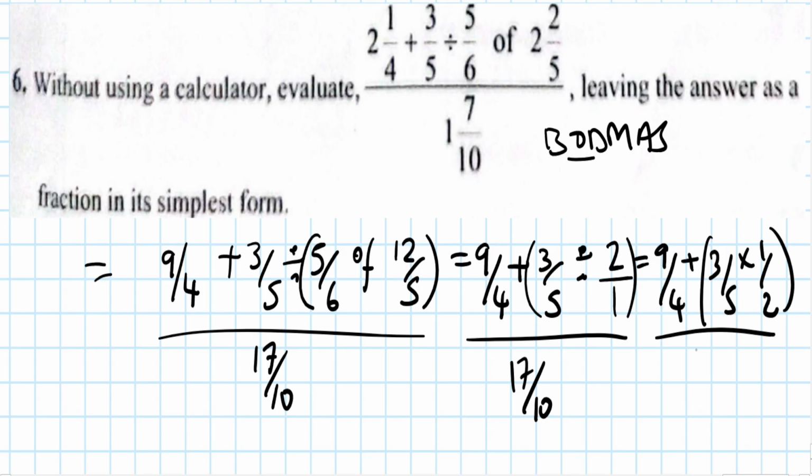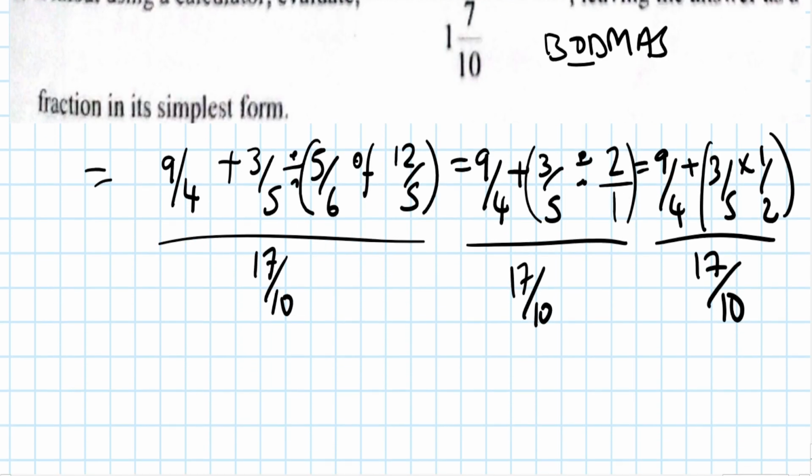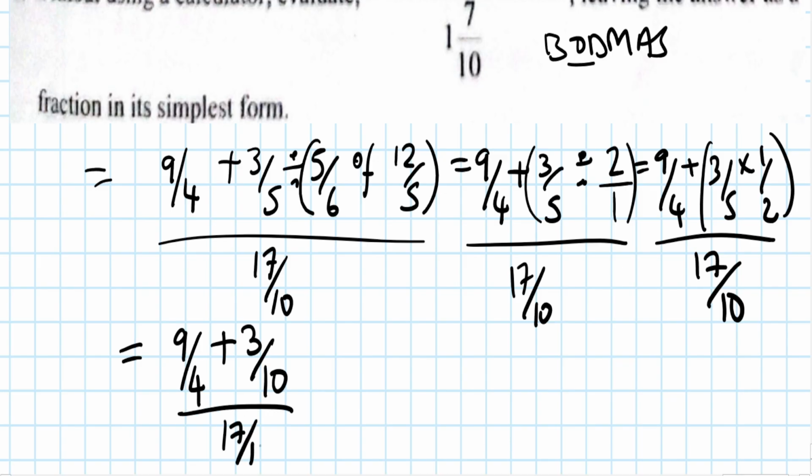Over 17 over 10. So at the end of the day, 3 over 5 times a half is 3 times 1, which is 3, 5 times 2 is 10, so 3 over 10, divided by 17 over 10.